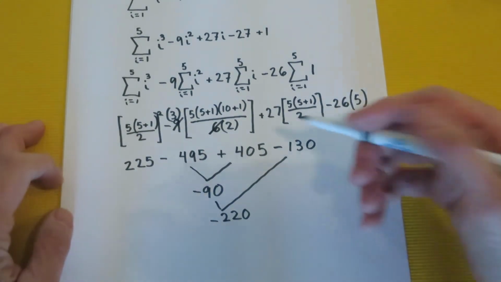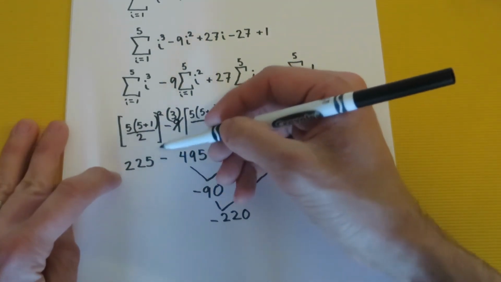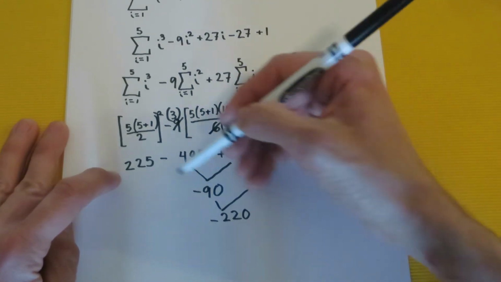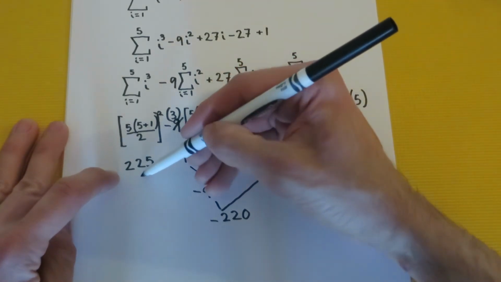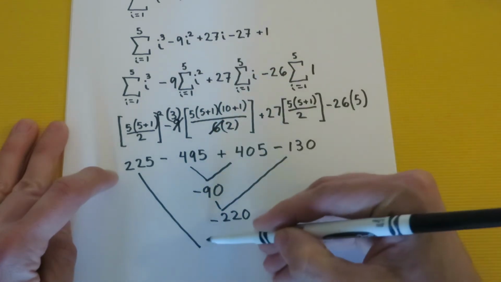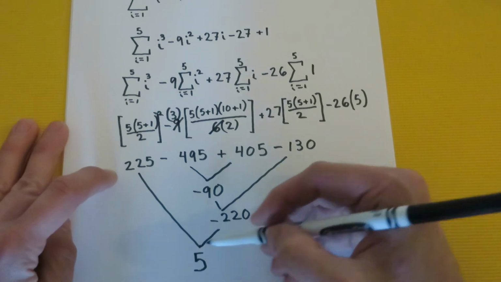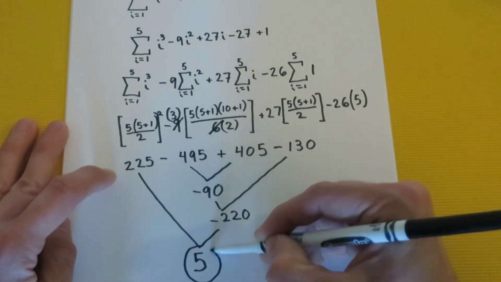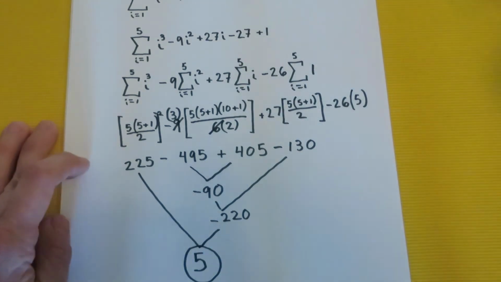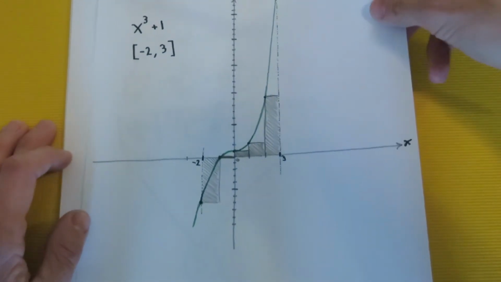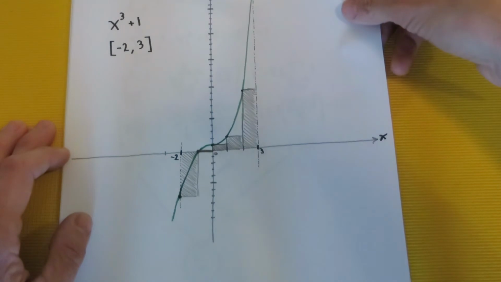And don't forget we still have a plus 225 out here. And when we subtract 220 from 225, we just get the answer is 5. Alright. That was a long way to get there. Let's go back and look at our graph here and see if this makes sense. So this should equal 5.